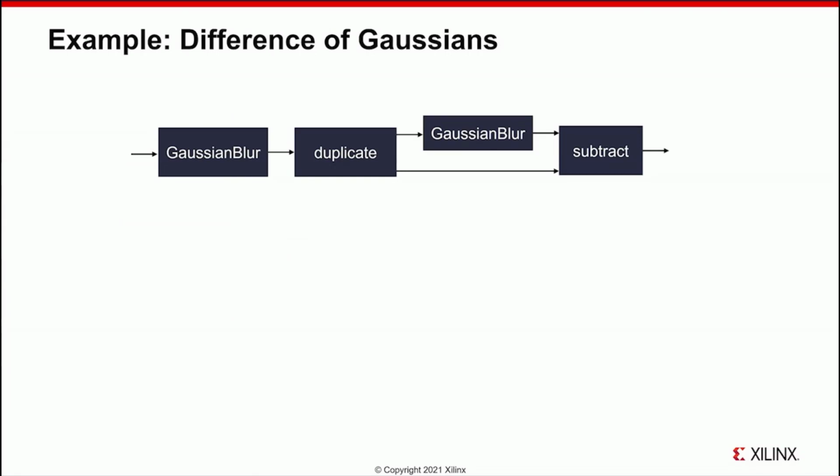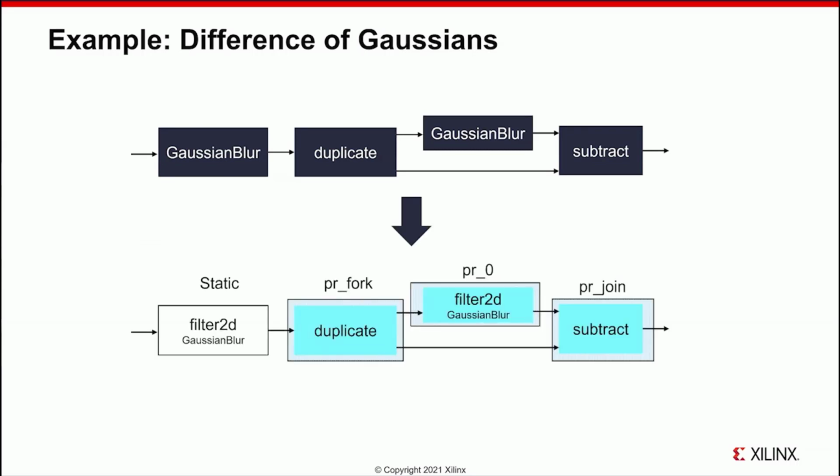Let's now look at a specific example of how we can map one application, in this particular case the difference of Gaussians application, to the composable video pipeline. We need two instances of filter 2D to implement Gaussian blur. Therefore, we need to load the dynamic filter 2D into PR0. We also need the duplicate and subtract functions that are dynamically loaded to PR4 and PR join respectively.